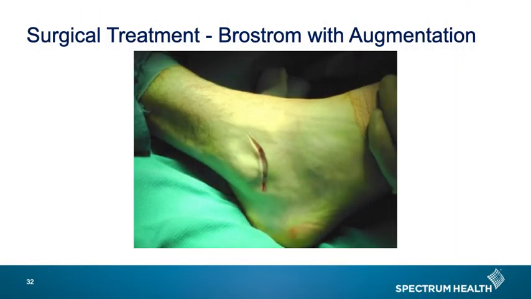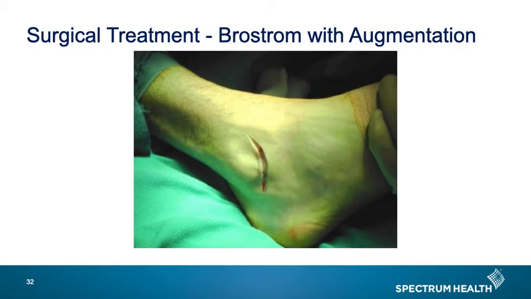So when we think of the technical procedure, this is usually how I approach the simple Broström procedure with augmentation, where we make a curvilinear incision. You can see here this is probably an extent of the lateral portal. This is not one of my patients, but that's very similar to the incisions I will often make. This is probably a lateral branch of the superficial peroneal nerve.